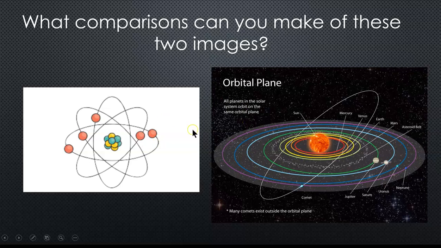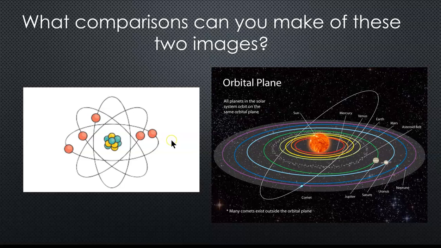And then in both models, we have the object with the greatest mass in the center, right? If we think about our solar system, obviously the sun has far more mass than any of these other planets. And if we look over here at the atom, the nucleus, which is made up of both the neutrons and the protons, has way more mass than these electrons.